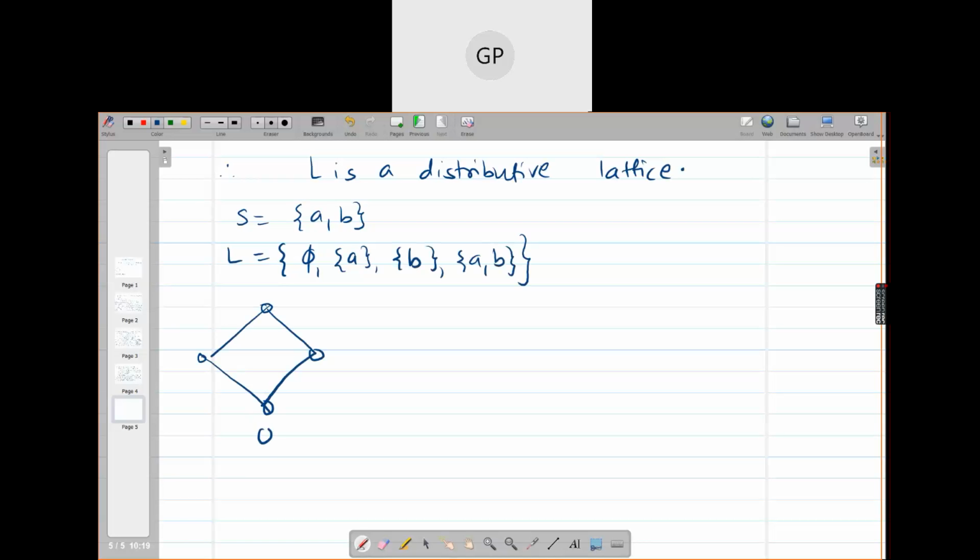So this is phi, this is singleton A, this is singleton B. So you verify at home that this is a distributive lattice. Choose any triplet and see whether the distributive properties hold or not.